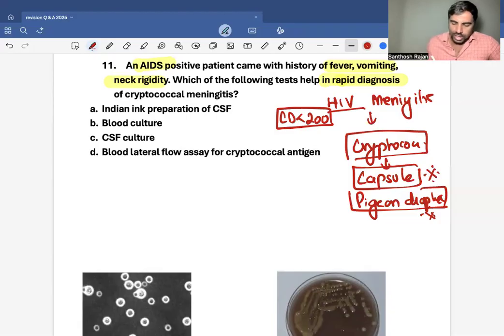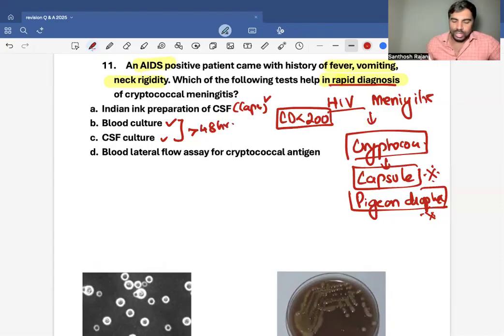Now you can see that they ask for rapid diagnosis. India ink, yes, correct for capsule, but it's not for rapid. It will take a little bit of time, not immediately. Blood culture, yes, we can do, because it can also go to the blood. We can do CSF culture also, right? But this takes a lot of time, a minimum of more than 48 hours.